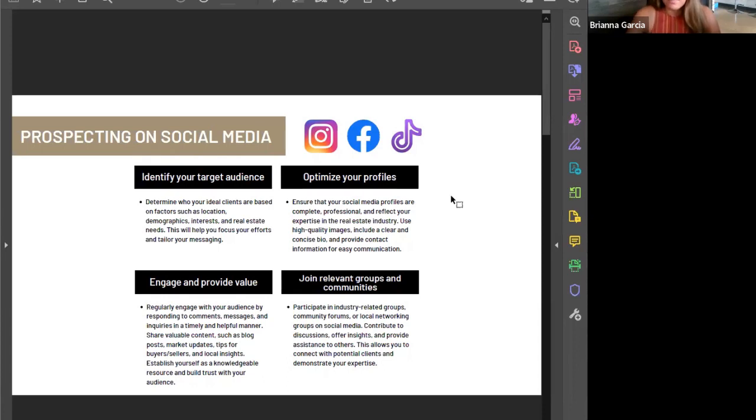And then engage and provide value. What that means is regularly engage with your audience by responding to comments, messages, and inquiries in a timely and helpful manner, and sharing valuable content such as blog posts, market updates, tips for buyers and sellers, and local insights. This is pretty much establishing yourself as a knowledgeable resource, and you're building trust with your audience as well. Pretty self-explanatory. And then joining relevant groups and communities is also a huge way of prospecting.